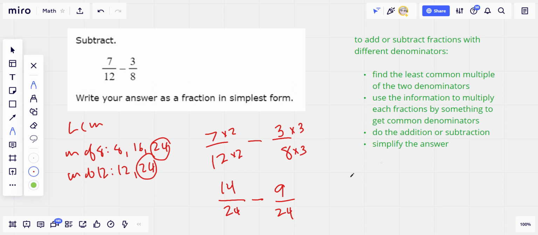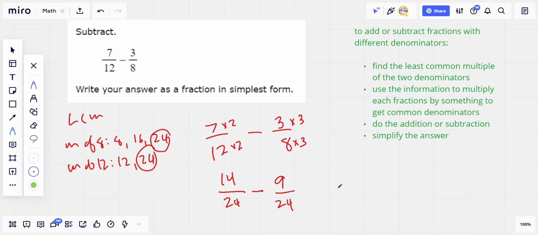Now we can actually do the subtraction. So when the denominators are the same, you just subtract the numerators, 14 minus 9. And 14 minus 9 is 5. And then you just put that over your common denominator. So this answer is 5/24. Before I am satisfied with this answer, I should check to see if I can simplify it. I don't think I can because 5 is a prime number. It's only got factors of 1 and 5, and 24 is not divisible by 5. So I think this is as simple as you can get.